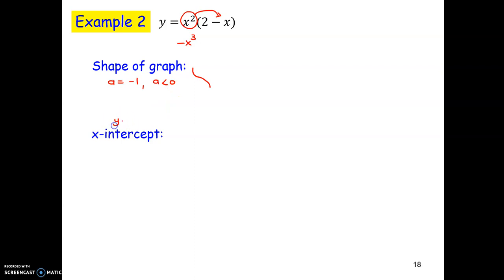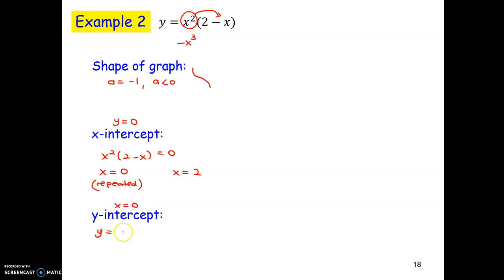So the x-intercept is when y equal to 0. So x squared times (2 minus x) equal to 0. So we either have x equal to 0, where we have repeated, and another one is when x equal to 2. For the y-intercept, it is when x equal to 0. So y is equal to 0 squared multiplied with (2 minus 0). So 0 multiplied with anything is always 0. So this is the y-intercept.